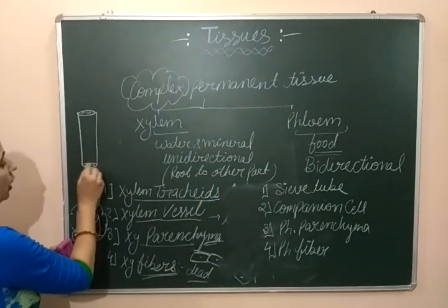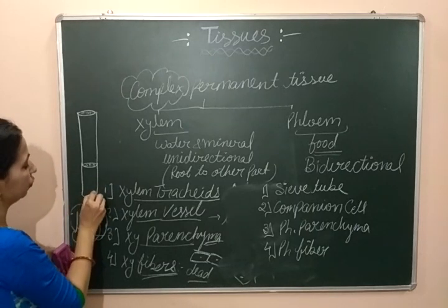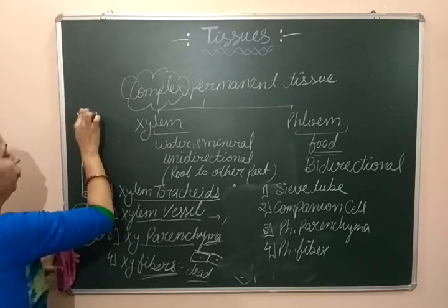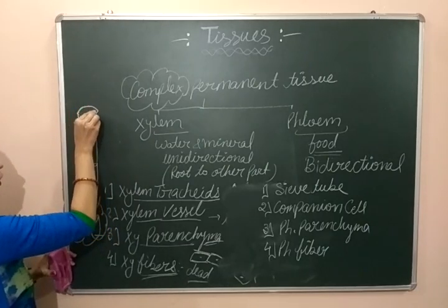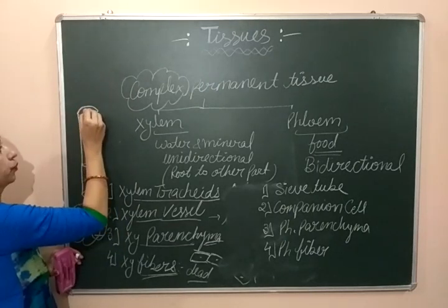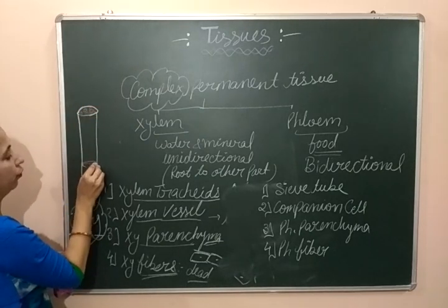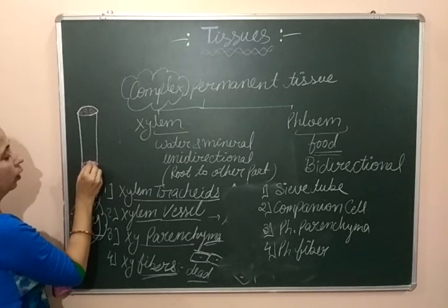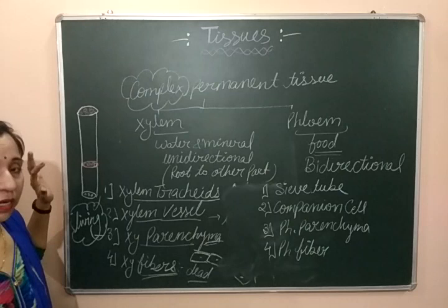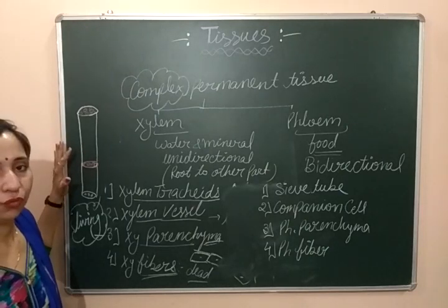So they have pores at their ends and many sieve tubes are joined one by another. In this way sieve tubes are attached one with another. We will make it bigger so that we can easily identify them. They have perforations or pores at their ends, and by these ends they are joined with another sieve tube. These sieve tubes do not have a nucleus. They have large vacuoles. They have cytoplasm, but they do not have a nucleus.